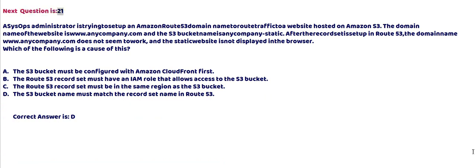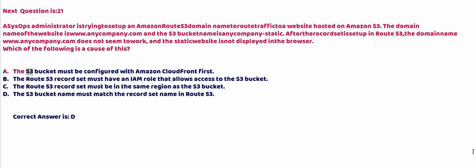Next question is 21. A SysOps administrator is trying to set up an Amazon Route 53 domain name authority traffic to website hosted on Amazon S3. The domain name of the website is www.anycompany.com and the S3 bucket name is anycompany static. After the record set up in Route 53, the domain name www.anycompany.com does not seem to work, and the static website is not displayed in the browser. Which of the following is a cause of this?